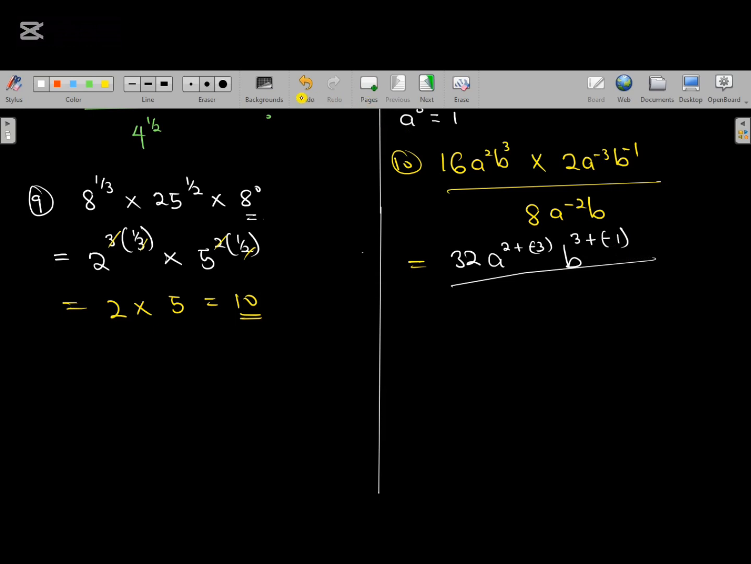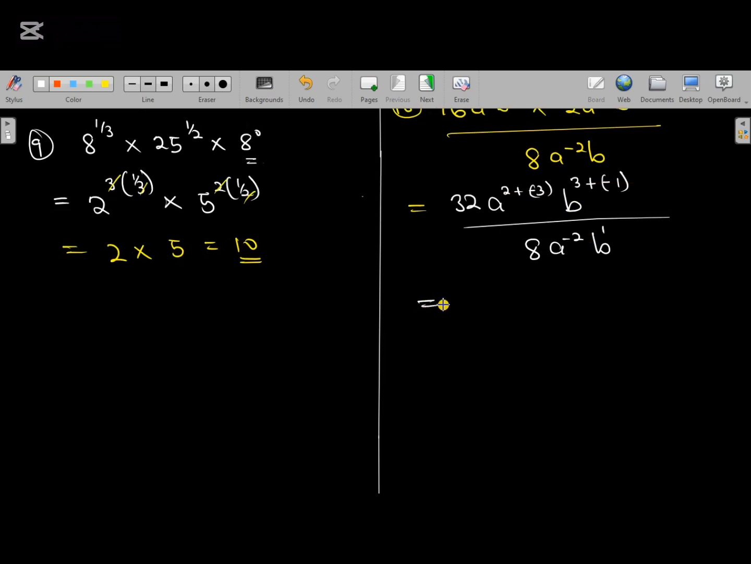And that's all over 8a to the minus 2, then b. Of course, this b is to the power of minus 1. So here we are now going to have division. Number will be divided by number, and similar alphabets will divide. Anyway, let's simplify the numerator first. So this will be 32. Plus minus is minus. So a will now be to the power of minus 1. And then b will be to the power of 2.